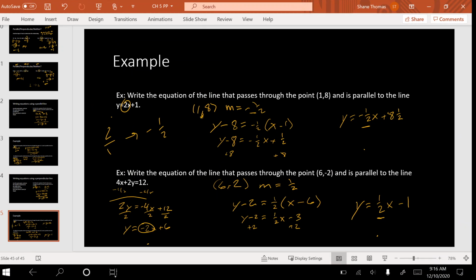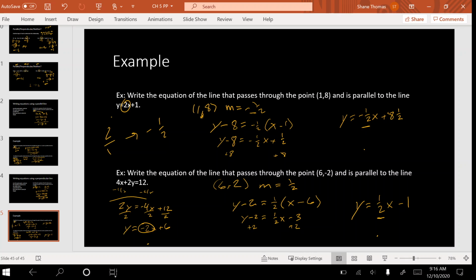Okay, so in your homework, you're going to have some more practice on these. There are 3 types of problems. First one, parallel, perpendicular, or neither. Find the slope of each, compare them. If the slopes are the same, they're parallel. If the slopes are negative reciprocals of each other, it's perpendicular. If it's neither of those two cases, it would be neither.